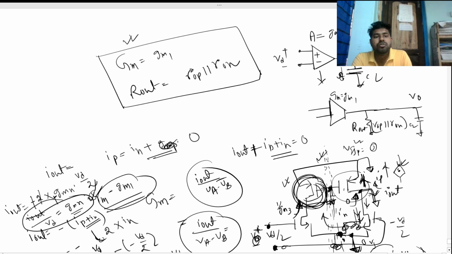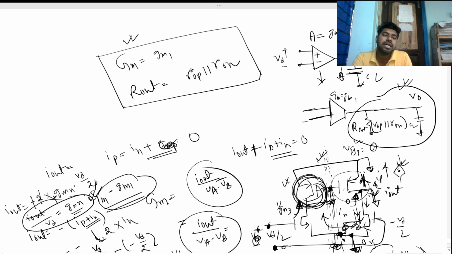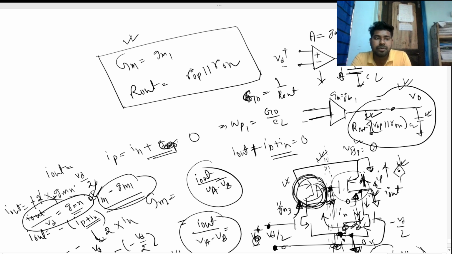We have to make all the independent sources inactive. So what do you think the pole will be? Basically, this segment is contributing to the output. Let's say the overall output conductance is GO, which is nothing but 1 over R out. So what should the pole be? The pole location will be GO by CL. Basically, this is our effective resistance from this point, and this is our pole value.